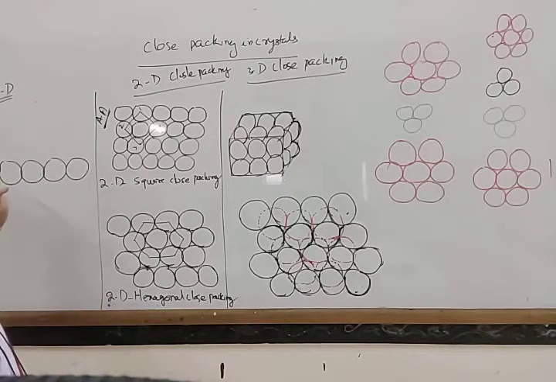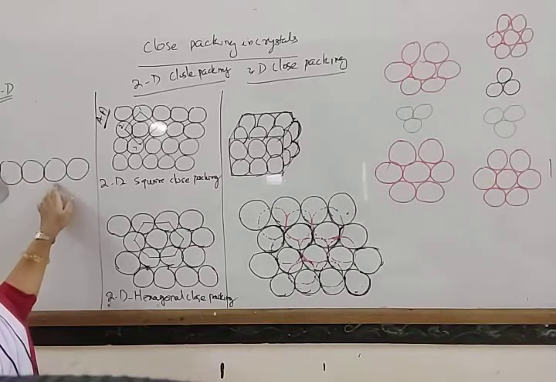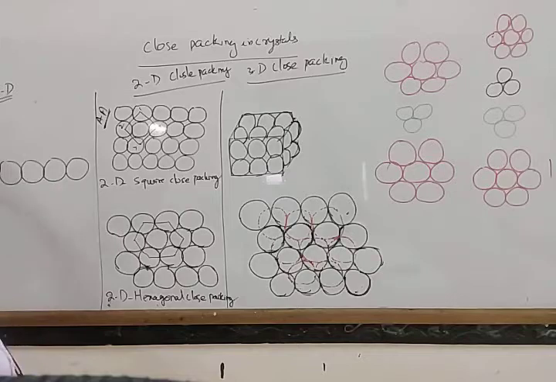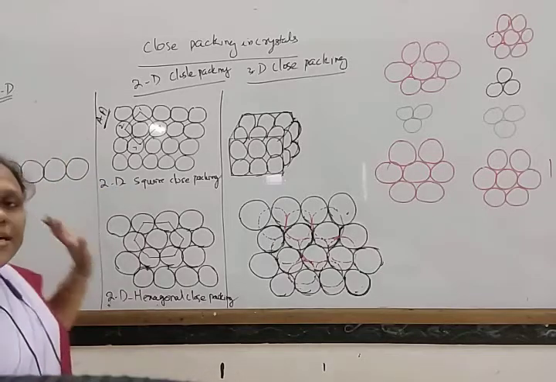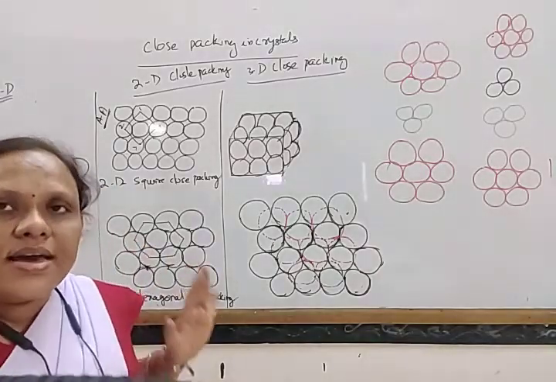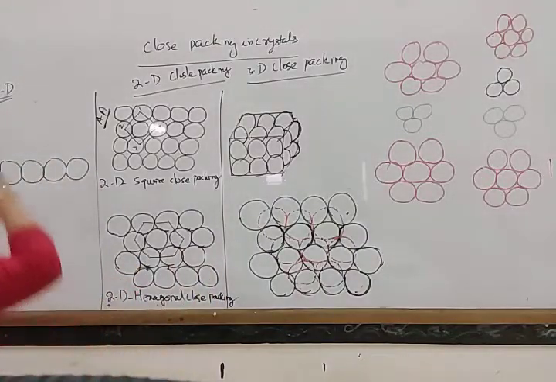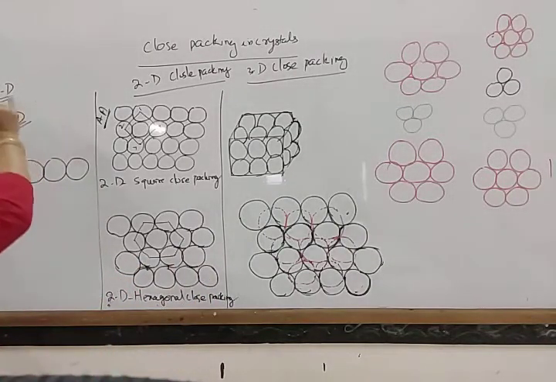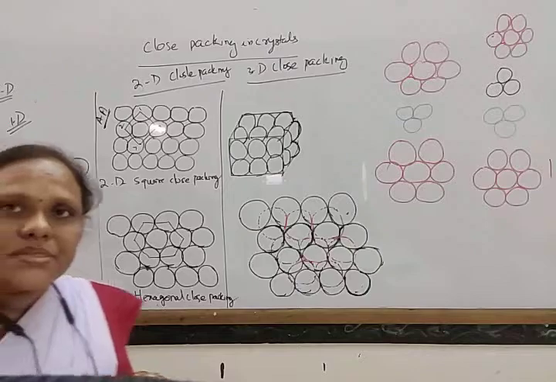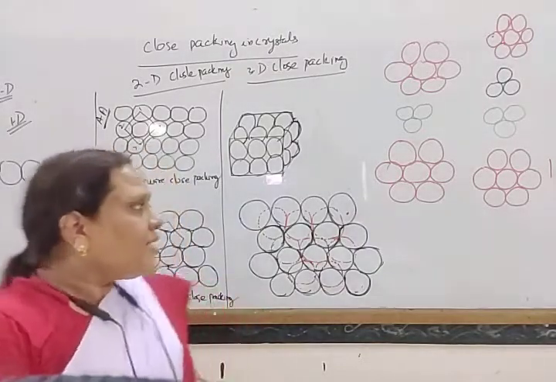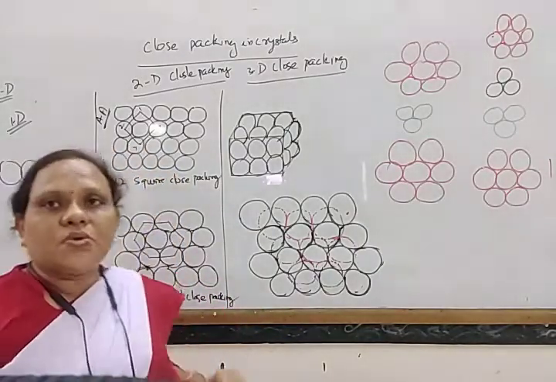One particle just remains next to another. Here one particle is in contact with two other particles. In this type of arrangement, it gives a line or layer-like structure. That is called one-dimensional close packing. Next, come to two-dimensional close packing.